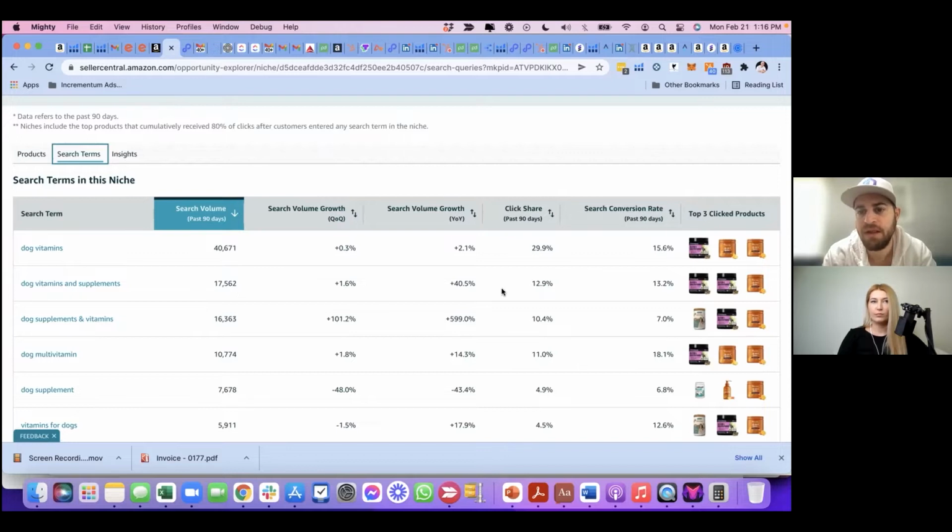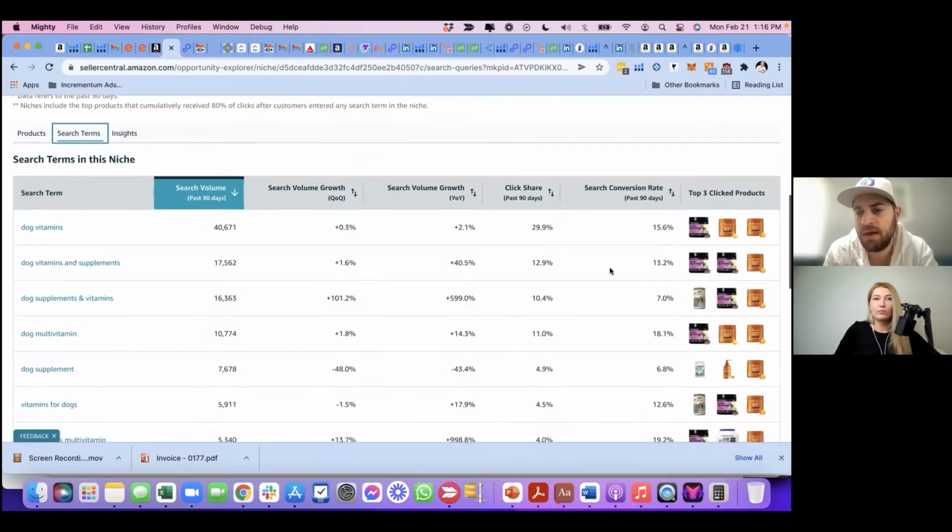So if I want to gain traction in this niche, or if I want to be among the top, I probably need to rank really well for these four terms. And then Amazon shows me the top 3 most clicked products. So here again, I can understand where I have room to push further ahead.